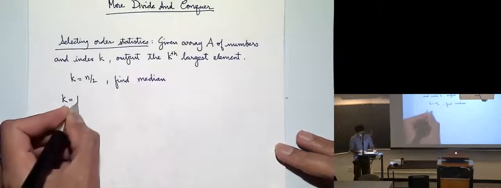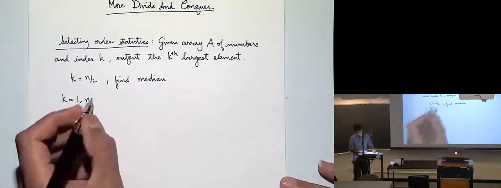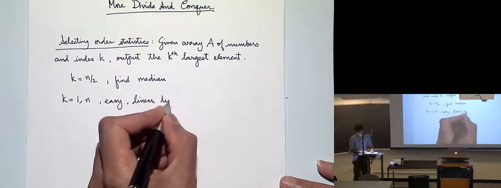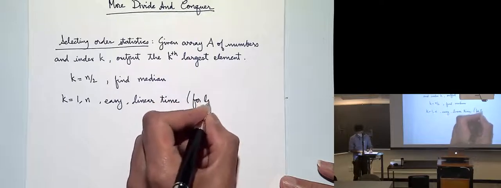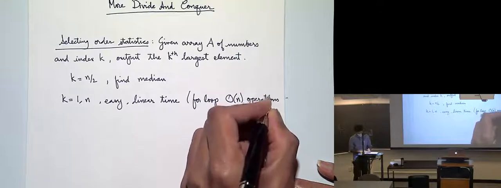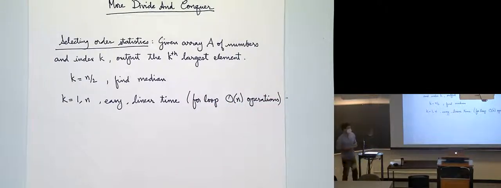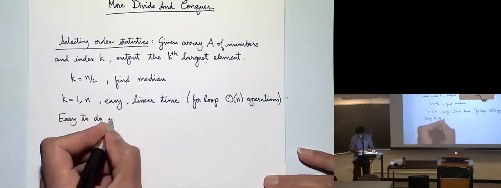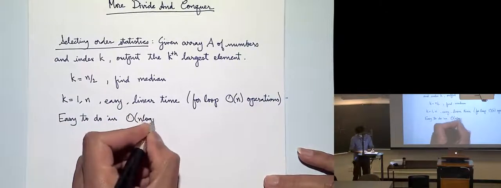So we just said when k is equal to 1 or n, this is easy. Linear time. Right? So for loop, O of n operations. How do you find the median of an array? Of course you could sort the array. So you can find this in n log n. Right? Easy to do in n log n, which is by sorting.